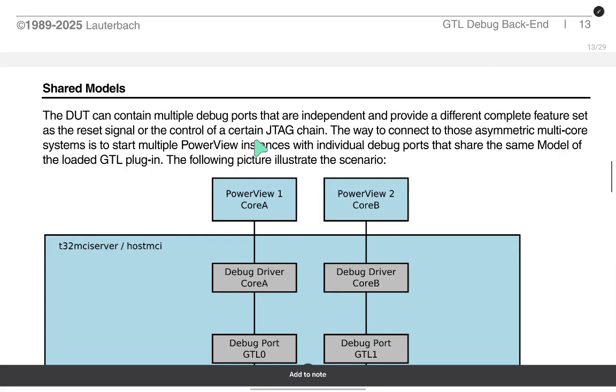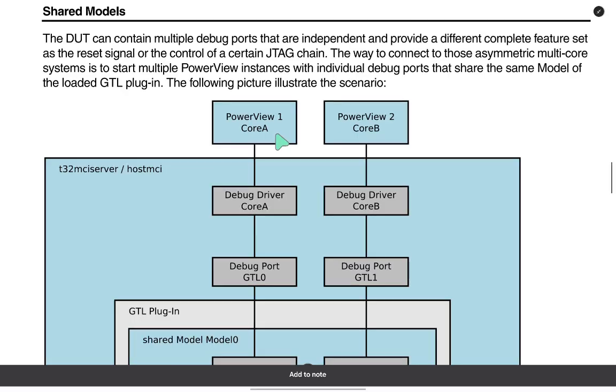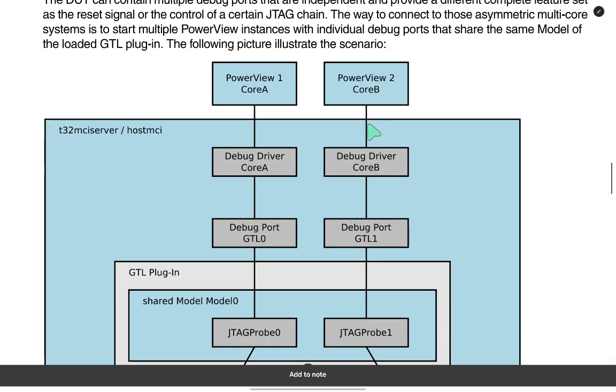general_func.pdf. Shared models. The DUT can contain multiple independent debug ports that provide a different complete feature set, such as the listed signals or the control of a certain JTAG chain. The way to connect those symmetric multi-core systems is to start multiple PowerView instances with individual debug ports that share the same model of the loaded GTL plugin. The following picture illustrates a scenario. PowerView Core A, PowerView Core B, debug driver Core A, debug driver Core B.